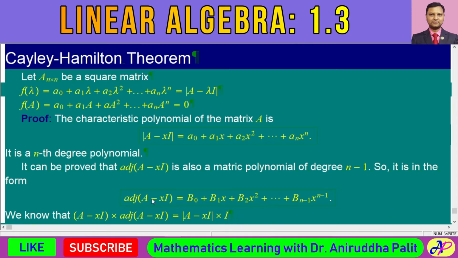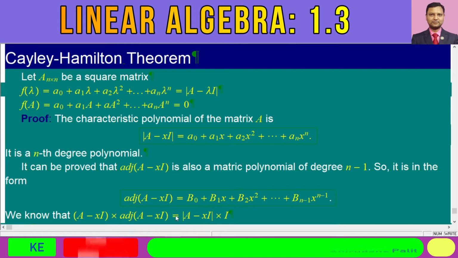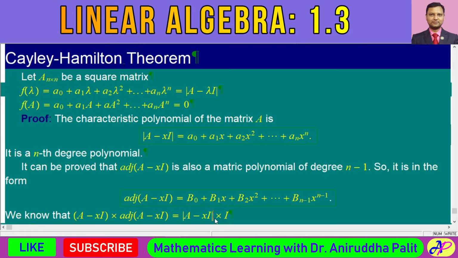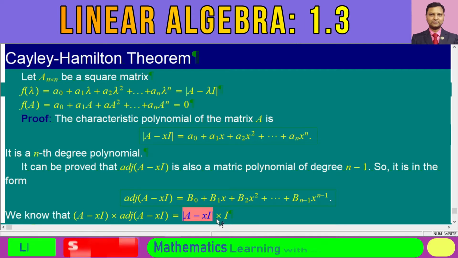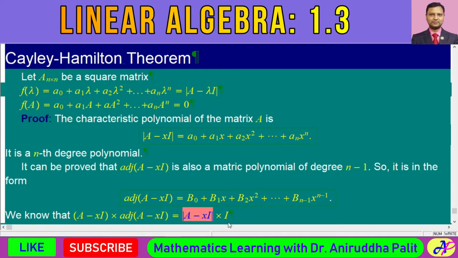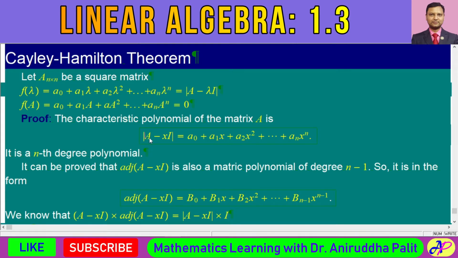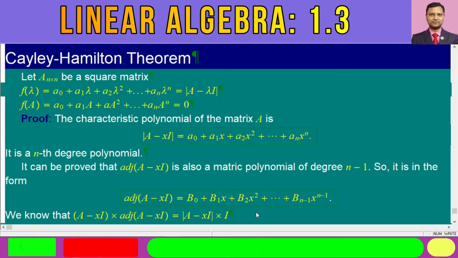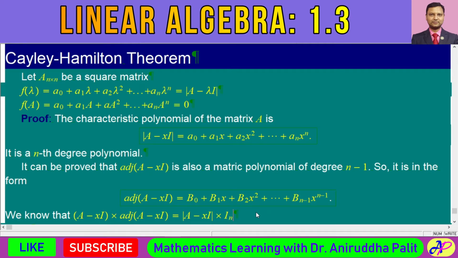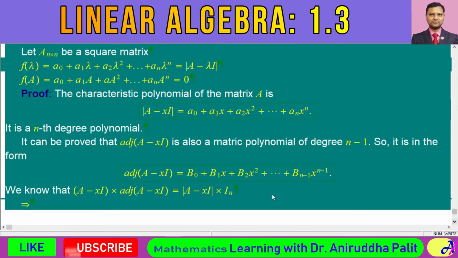Now we have a relation that if the matrix A minus x into I is multiplied by its adjoint, then this is equal to the determinant of that matrix A minus x into I. That is actually the determinant symbol, not the modulus. Determinant of this quantity A minus x into I multiplied by the identity matrix I. If A is a matrix of order n, then this identity matrix should also be a matrix of order n.